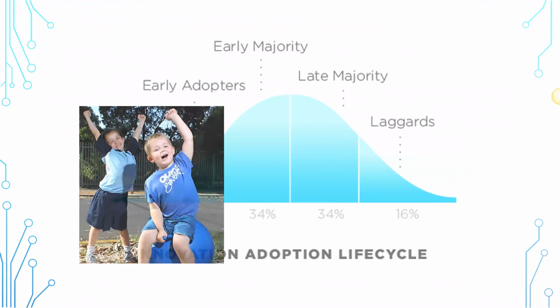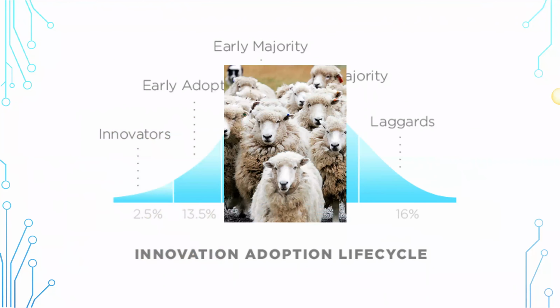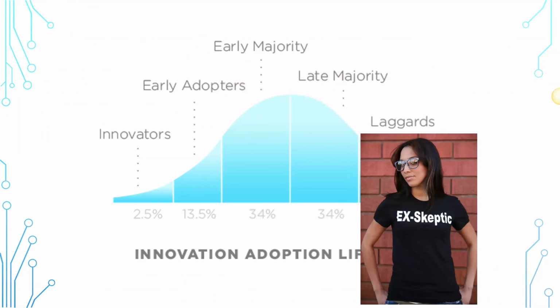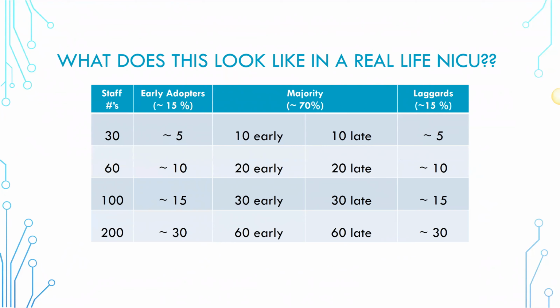And then we have to move into that middle majority, the sheep, after all that hard work. They weren't really that excited, but they're willing to go along with the group. And then of course there are the skeptics, and then there's the laggards who finally get on with the idea. And so when we think about our NICU, we need to really think about these champions, the majority, and the laggards.